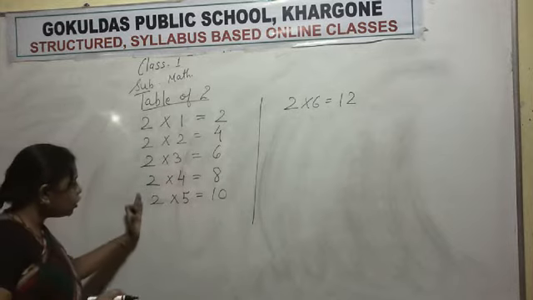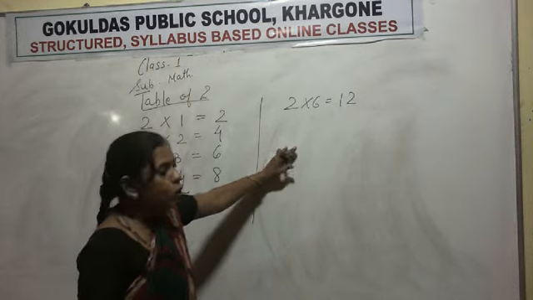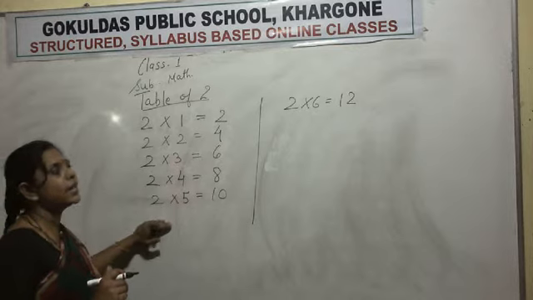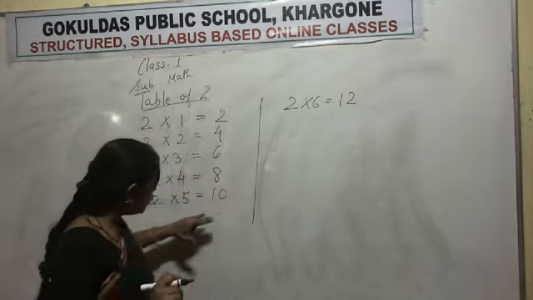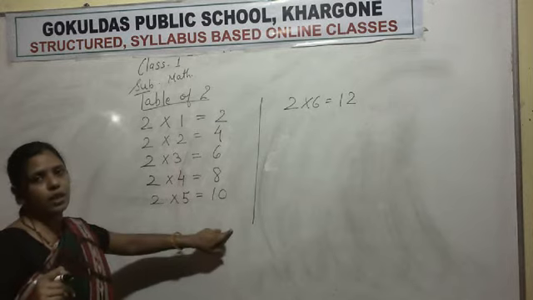You just continue from the same page. You don't write on this side. I don't have space here, and if I write here, you are not able to see. That's why I am writing on this side. You continue from down only. You write here only, 2 sixes are 12.